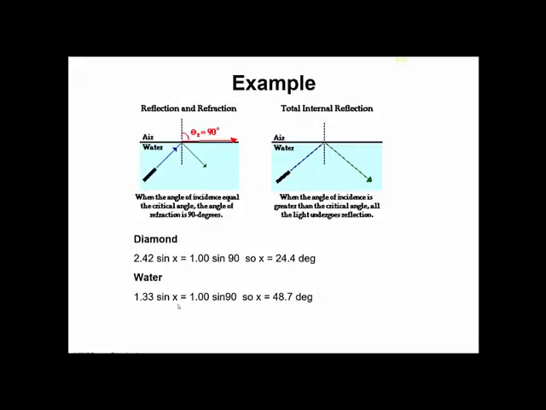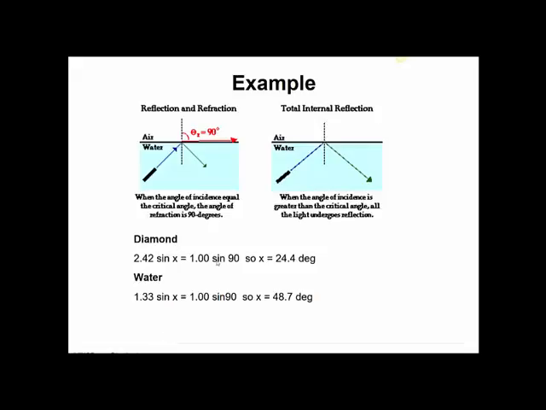Well, let's compare that to what happens in water. Water has a smaller index, so we would expect the critical angle to be a lot larger. We set it up the exact same way, except we change the index of refraction to 1.33 times sine of x, and we get x to be 48.7 degrees. So that means that in this body of water, if light hits right at 48.7 degrees, it'll just travel along the interface. But if it hits at anything greater than that, it'll bounce back in. So water doesn't sparkle as much as diamonds do.